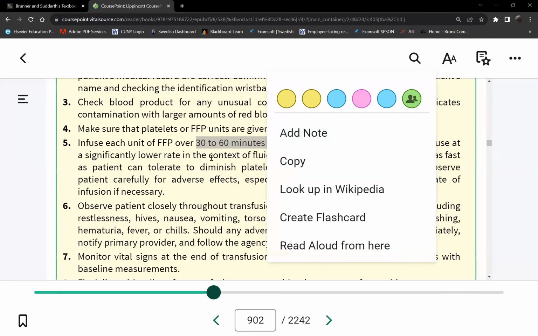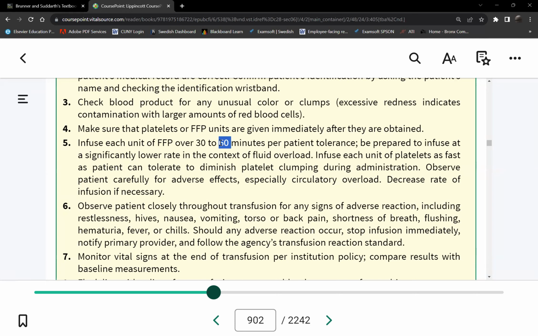Because remember, this 60-minute maximum began ticking when you took the bag out from the fridge, the blood bank, correct? So you have to give it really fast.